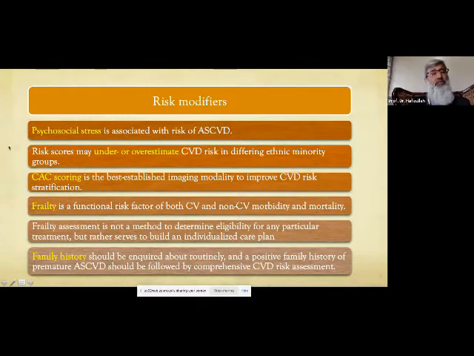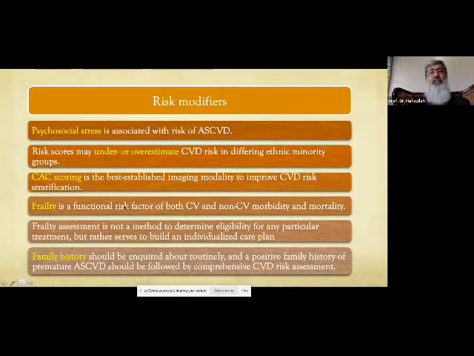And a new thing which has come up, which we must be following more rigorously, is calcium scoring. Calcium scoring is the best established imaging modality which improves CVD risk stratification. So if it's less than 5, it's okay. Between 5 and 20, moderate. Anything more than 20 is supposed to be harboring cardiovascular disease and should be treated more aggressively.